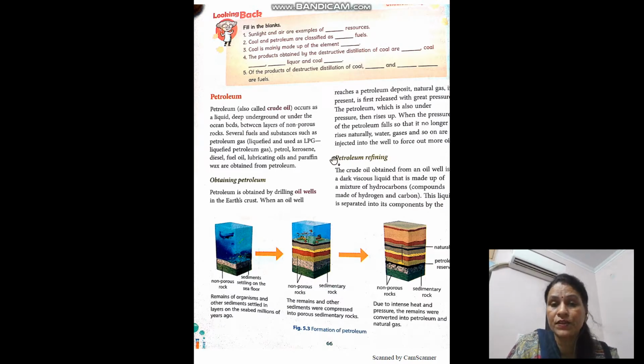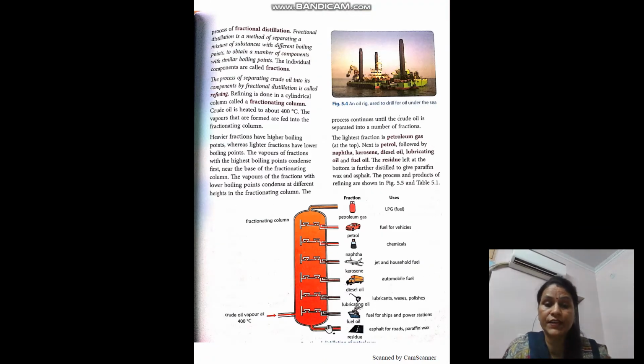Now the same for petroleum refining. The crude oil obtained from the oil well is dark and viscous. Viscous means a thick liquid that is made up of a mixture of hydrocarbons, that is hydrogen and carbon. This liquid is separated into its components by the method of fractional distillation. This is the unit.